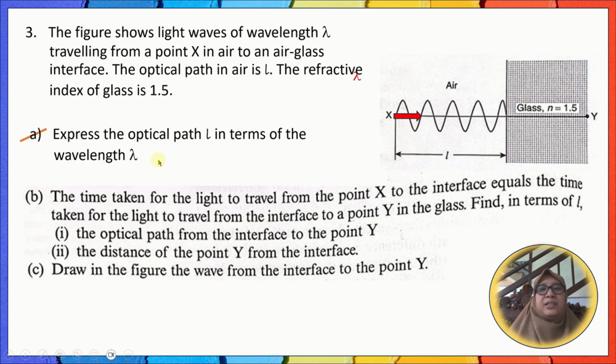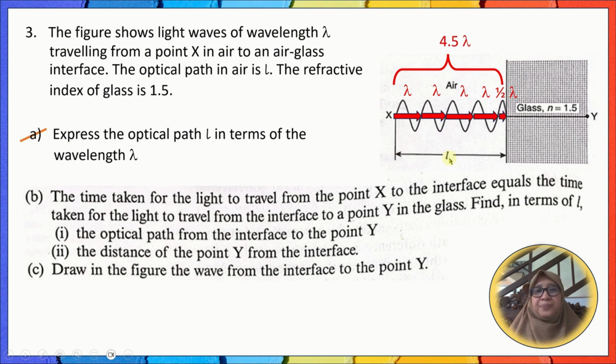For the first question, we count how many wavelengths we have drawn here. So this is one wavelength, then second, third, fourth, and the last one is only half of a wavelength. So in total we have 4.5 wavelengths. So the optical path is the refractive index n times the distance d. The refractive index of air is 1 and the distance is L. So L in terms of lambda is 4.5 lambda.